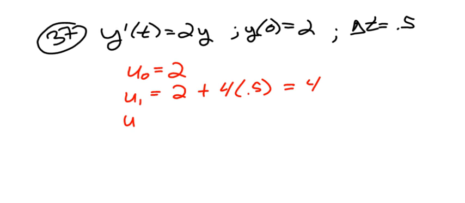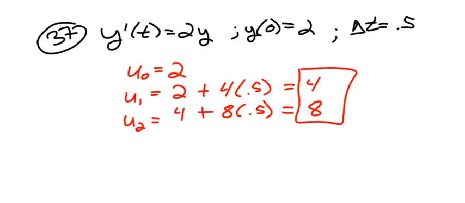Now, to find u sub 2, that 4 is my previous u sub k, plus I'm going to find slope by plugging that 4 into the differential equation. 4 times 2 is 8, times the dt. When I get that answer, this is all they really wanted here, these two u's. And that is Euler's method.